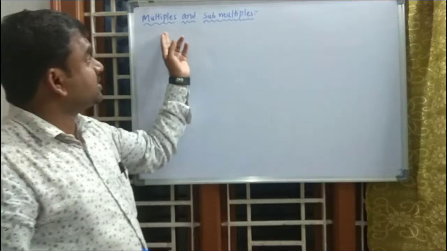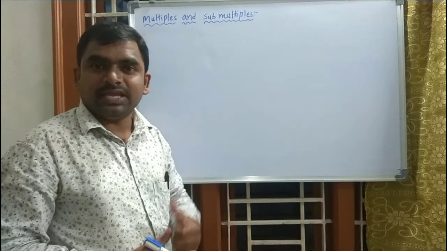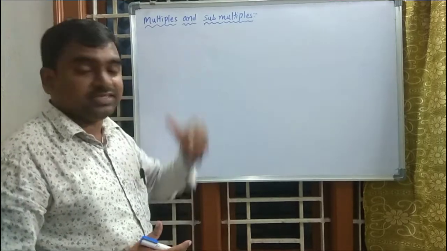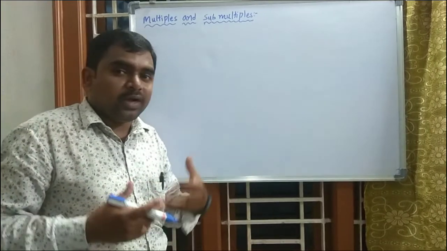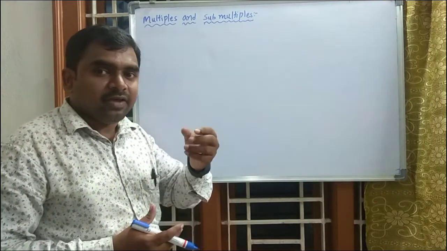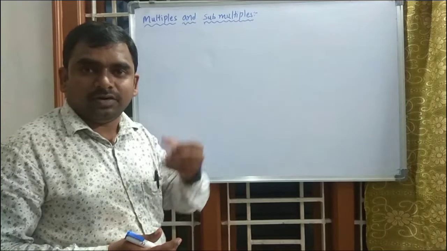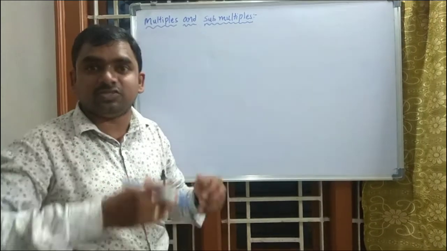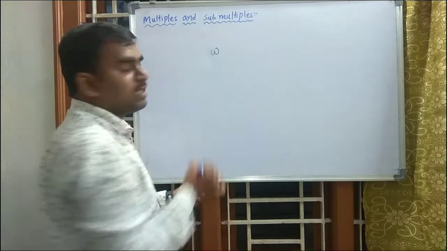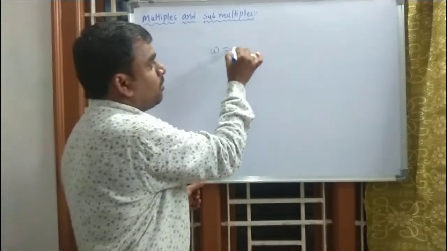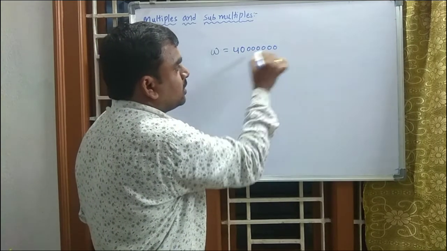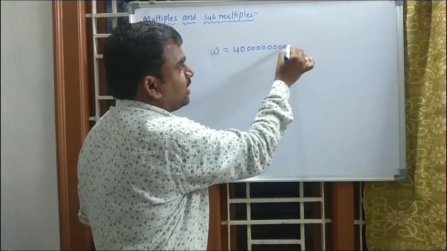Now we are going to discuss multiples and submultiples. In the SI system, one more thing is introduced for our convenience. What are those multiples and submultiples? For example, when a physical quantity's value is very large, for example work done, the given value is 40 followed by nine more digits.